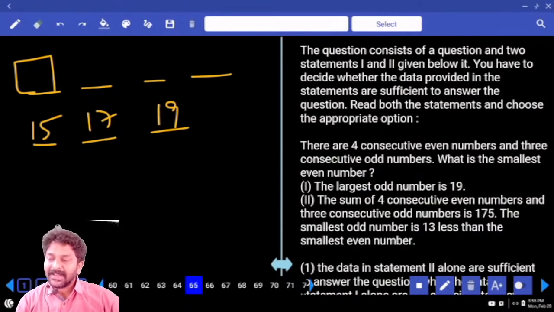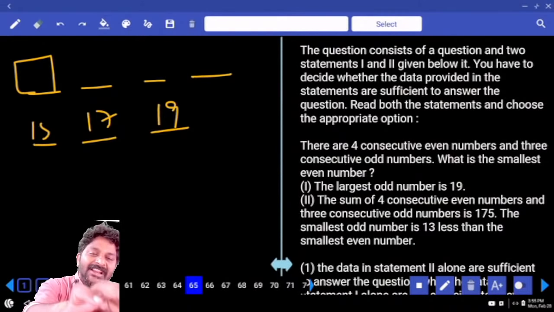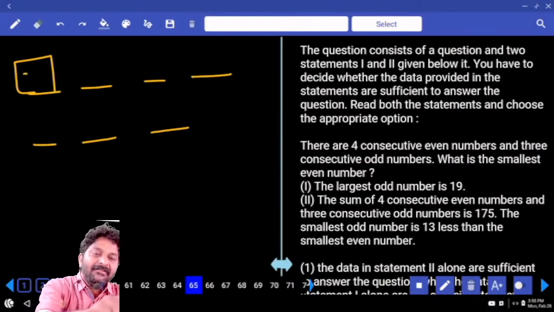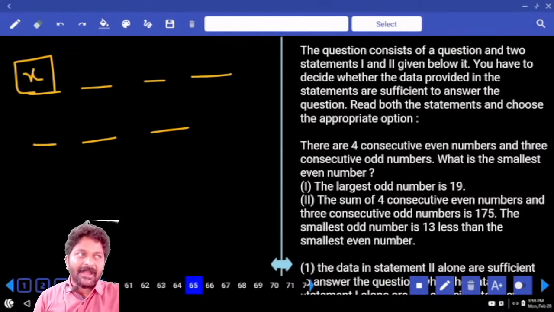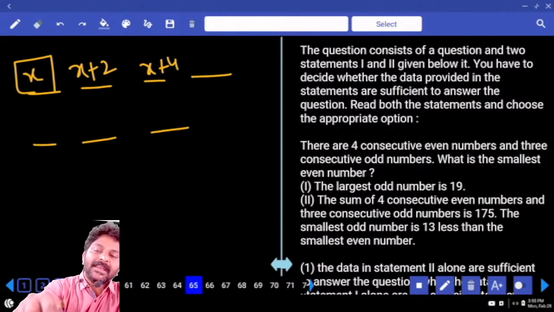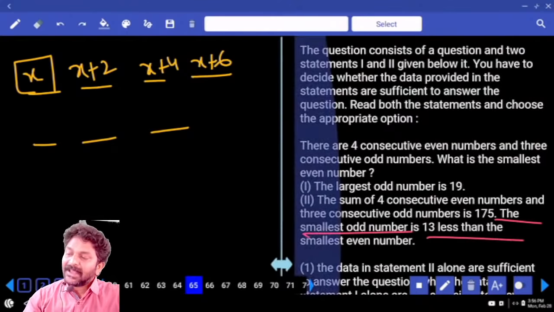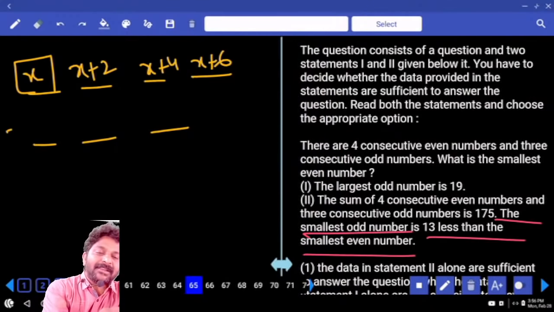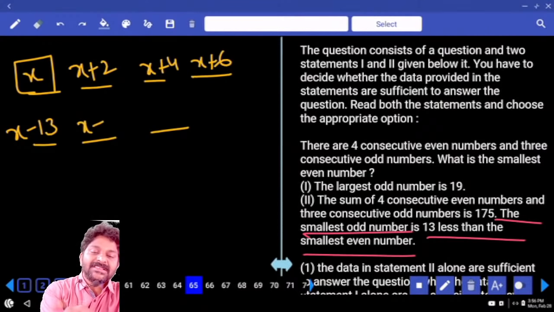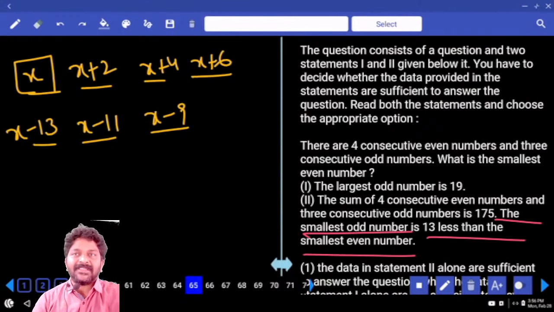Next, the sum of 4 consecutive even numbers and 3 consecutive odd numbers is 175. The smallest odd number is 13 less than the smallest even number. Using only the second information, can we get the answer or not? Let's see. We were asked to calculate the least even number. I am treating it as x. Next number, next number, next number. Now, the smallest odd number is 13 less than the smallest even number. That means this is x minus 13. Next, x minus 11.